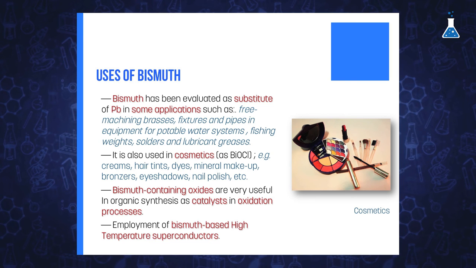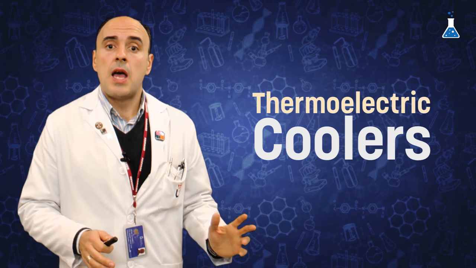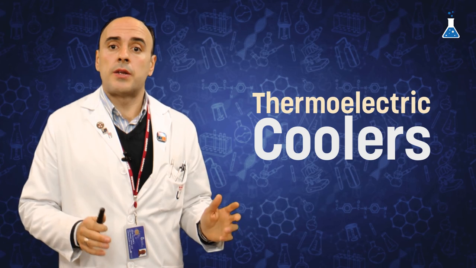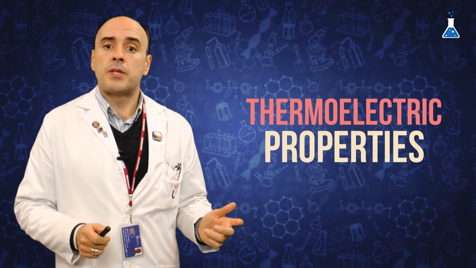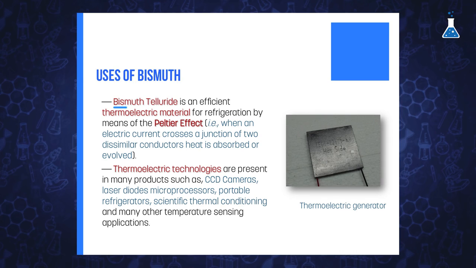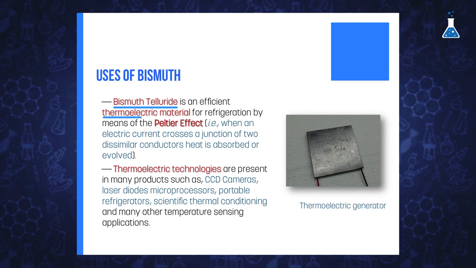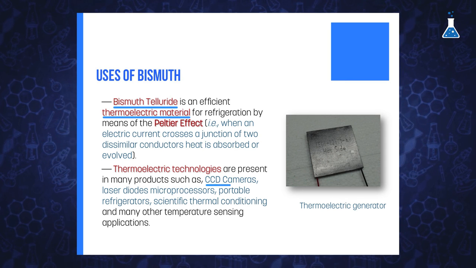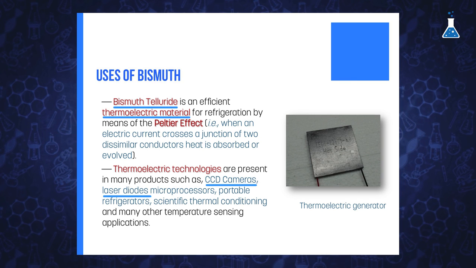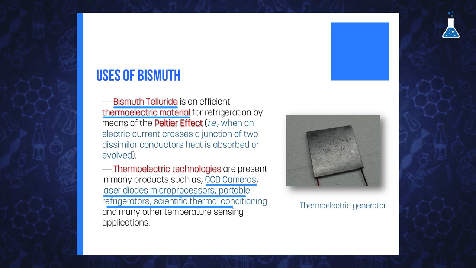Other important applications of bismuth involve oxidation catalysts, high temperature superconductors, and its important use in thermoelectric coolers based on the Peltier effect due to the thermoelectric properties of bismuth-based materials. Bismuth telluride is the compound of choice for its application in thermoelectric technologies, which are present in many products such as CCD cameras, lasers, diodes, microprocessors, portable refrigerators, scientific thermal conditioning, and many other temperature sensing applications.